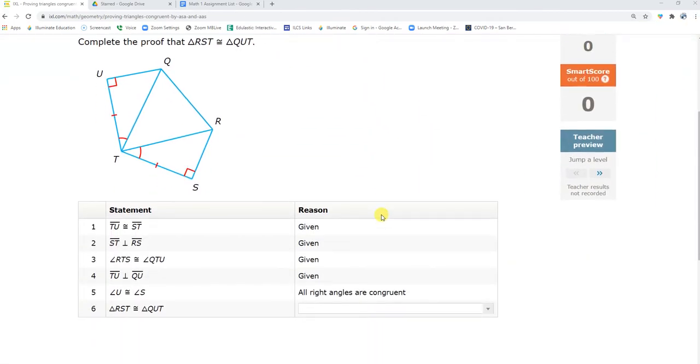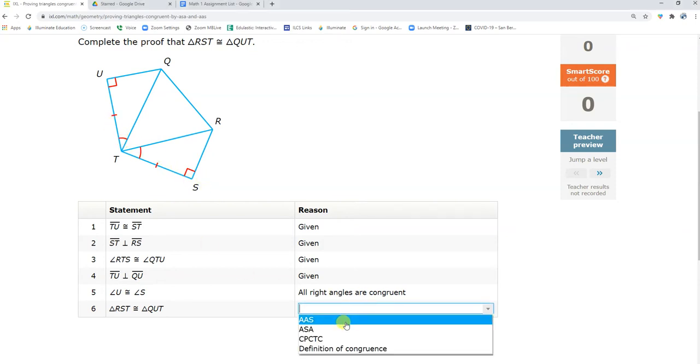So let's look at this guy. All right, I bring in all the givens. Given. All right angles are congruent. Okay, so I proved up everything here. And so how do I know the final thing, that this is congruent to this? Angle, side, angle.